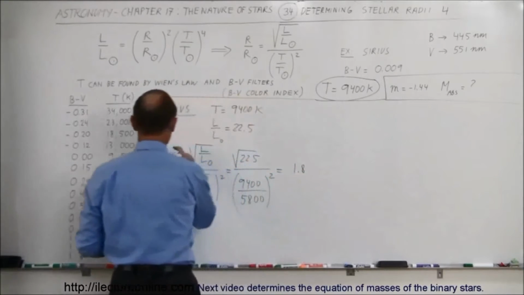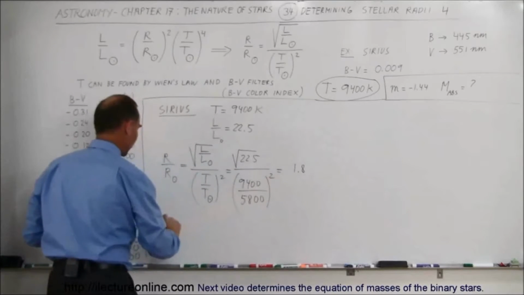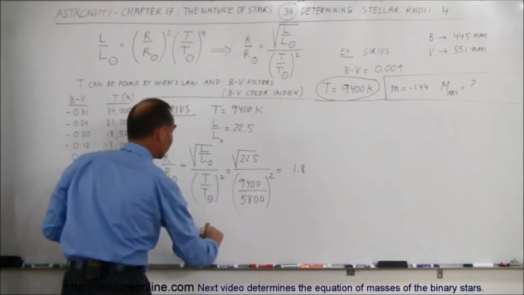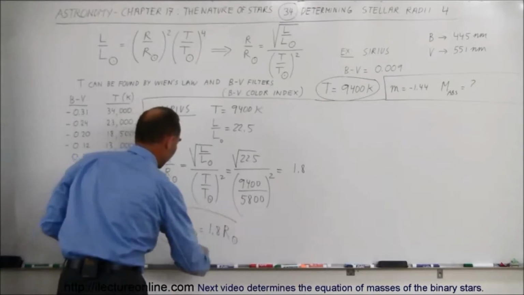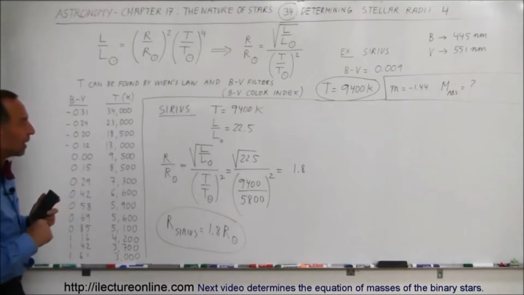So the ratio of the radius of Sirius divided by the radius of the Sun is about 1.8, so we can say that the radius of Sirius is equal to 1.8 times the radius of the Sun. And that's not an exact number, but close enough for our purpose to see how we do that.